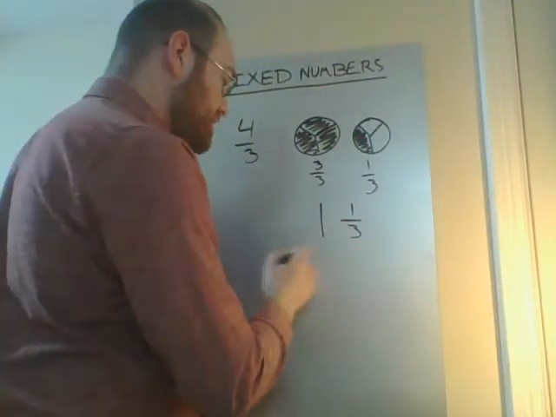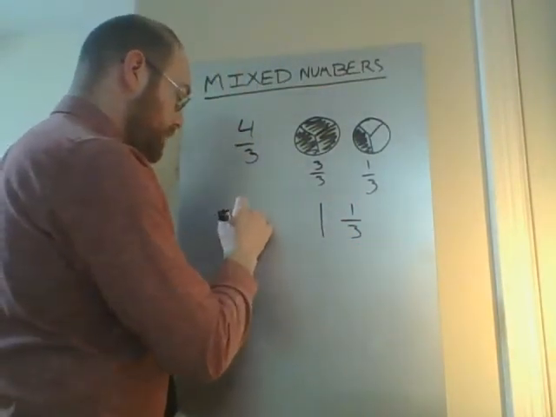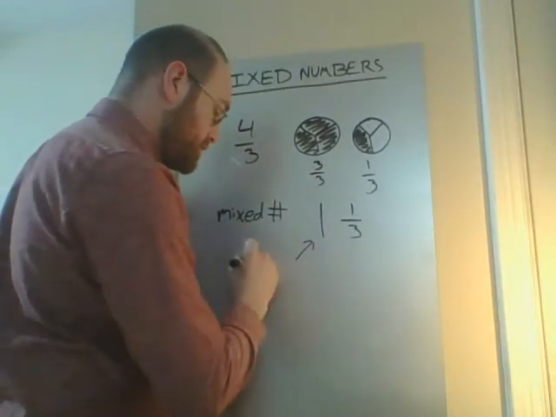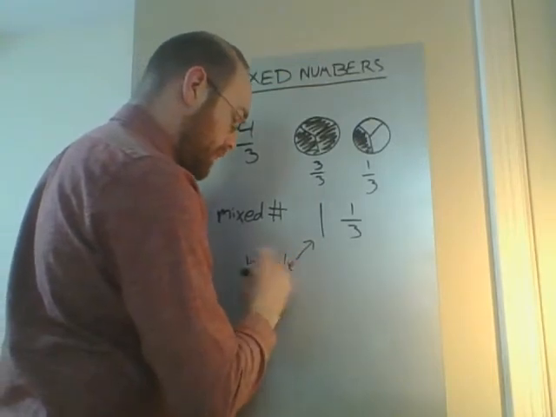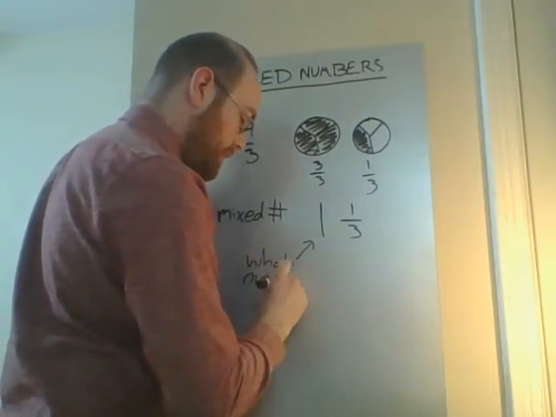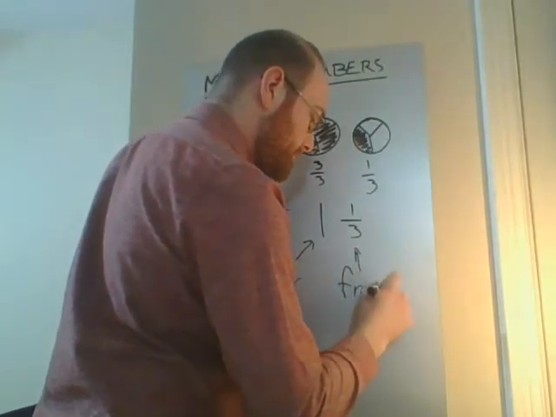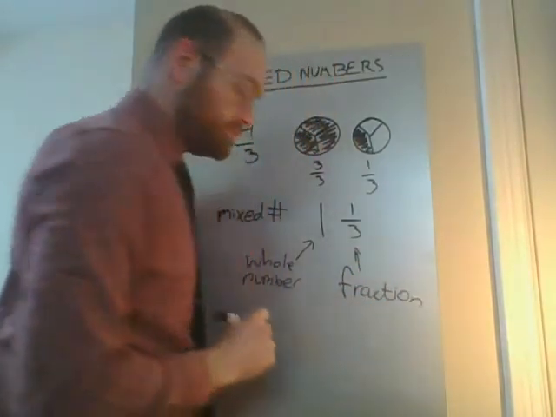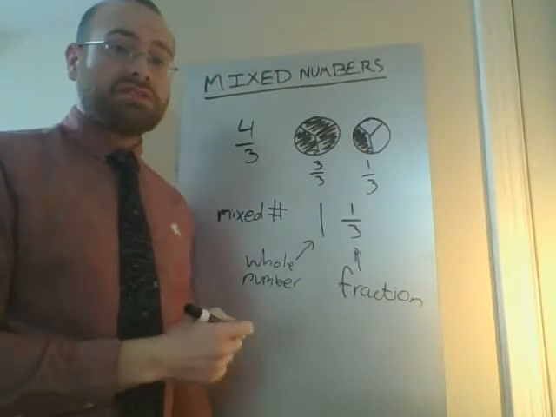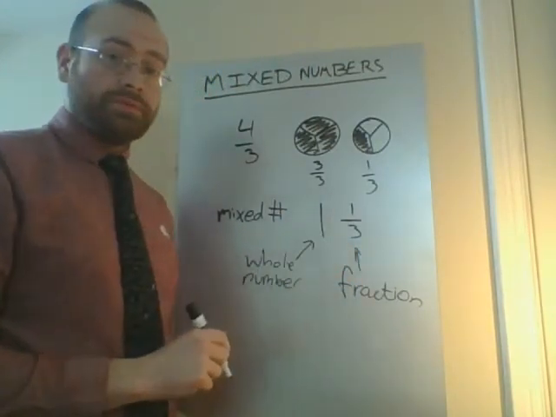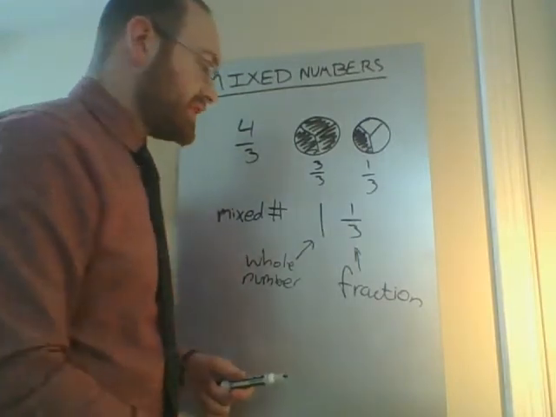So this is a mixed number. A mixed number has a whole number part, as well as a fraction part. So this is why it's called a mixed number, because it's made up of a whole number and a fraction. Let's try one more example.